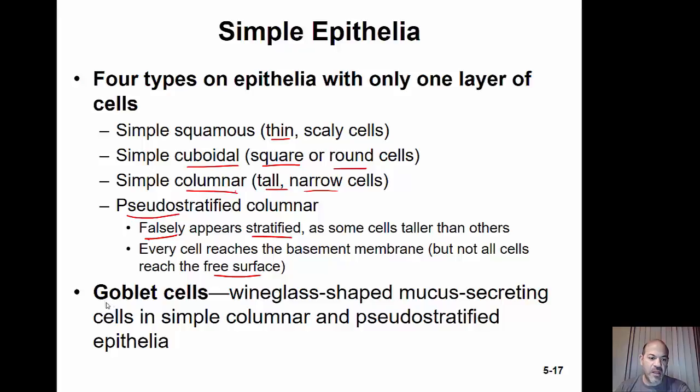And then there are special cells within some of the epithelia called goblet cells. They're going to be wine glass shaped, and they produce and secrete mucus. We find these on columnar and pseudostratified epithelia.